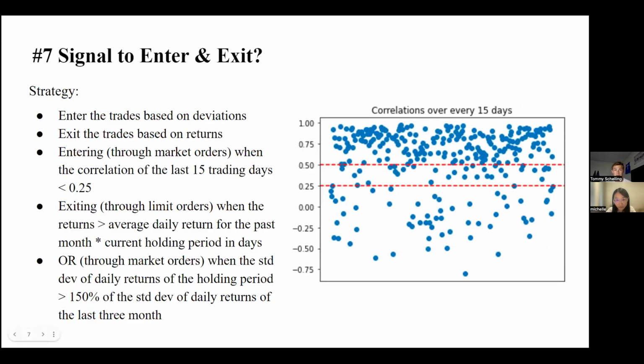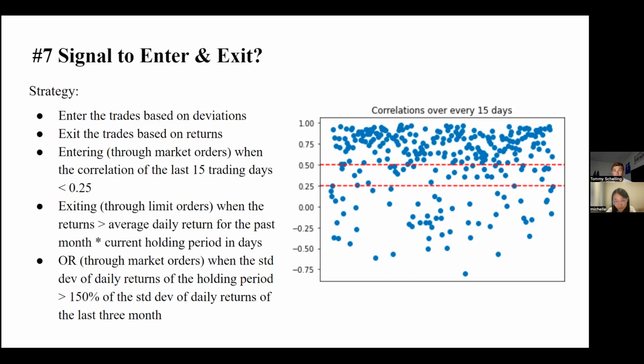Now getting into the meat of our strategy here. So we enter the trades based on the deviations, obviously, and checking out their correlations as well. And we exit the trade based on returns. So when the correlation over the last 15 trading days is under 0.25, that's when we decided it would be a good time to enter, and exit when the returns are above the average daily returns for the past month with the current holding position period in days.